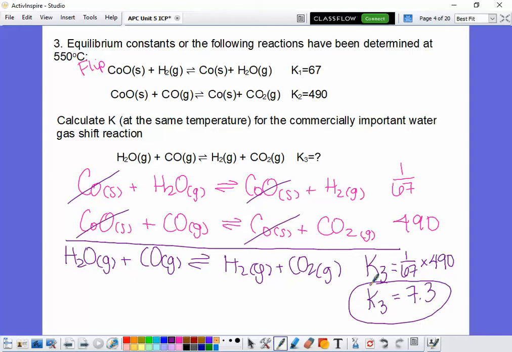So what does that say about our overall equation, or which part is favored for our overall equation? The products. Barely. 7.3 is not a very large K value. Barely favored, but still favored the products. We're still going to have slightly more products than reactants. Our numerator is going to be slightly larger than our denominator. About 7.3 times larger. Okay? Cool.